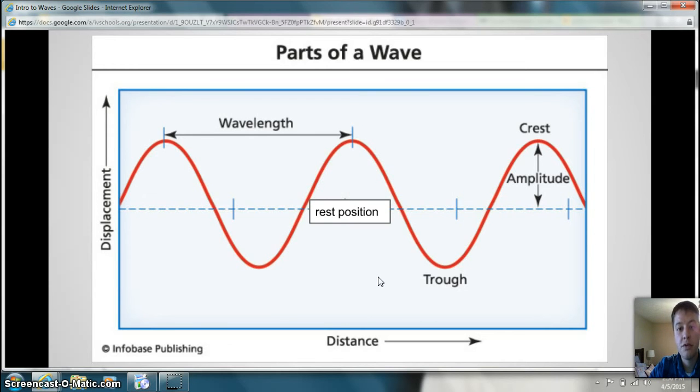Now the reason why you need to know these is because we're going to be doing a lot of experiments on waves and the properties of waves, and we're going to have to use these terms quite a bit throughout this course.